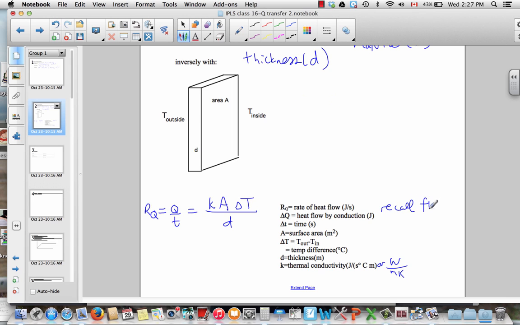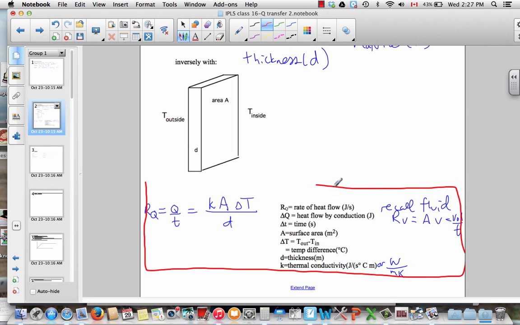Now, this is a rate of heat flow. Recall, for fluid theory, we defined the volume rate of flow as being the cross-sectional area times the speed, and that was the ratio of volume to time in cubic meters per second. This is a similar rate of flow, but it's the joules per second of thermal energy flow. So that's our first principle for today. It's the principle of conductive thermal energy transfer through a slab of material.